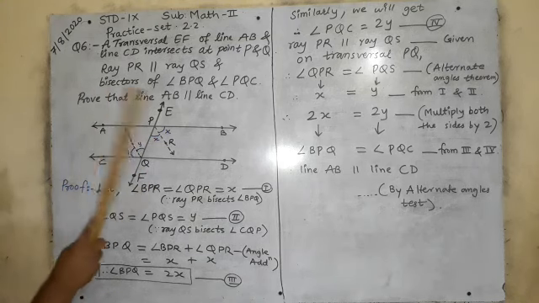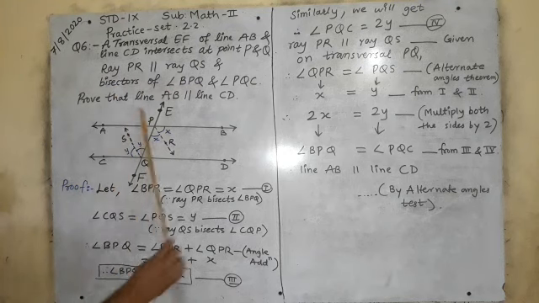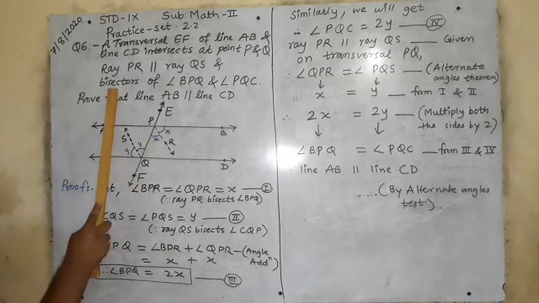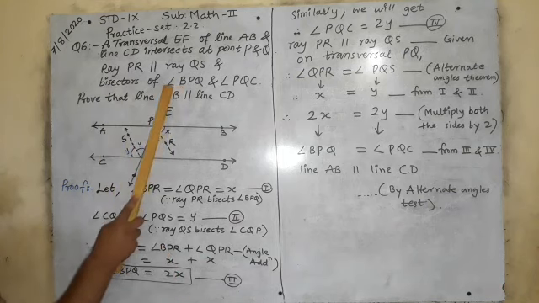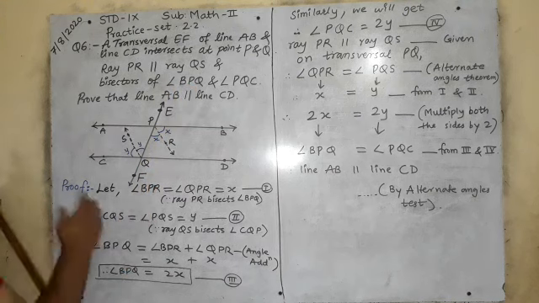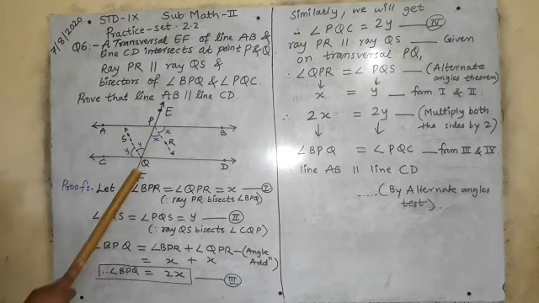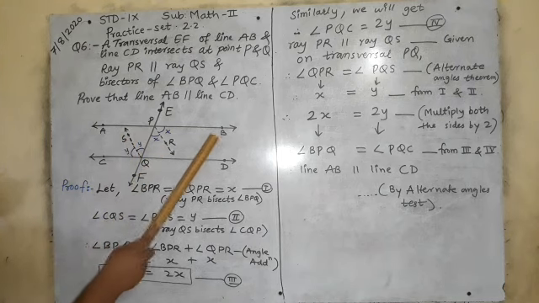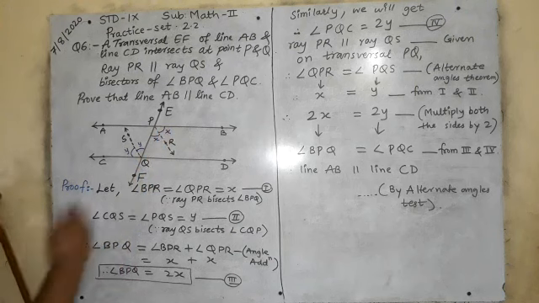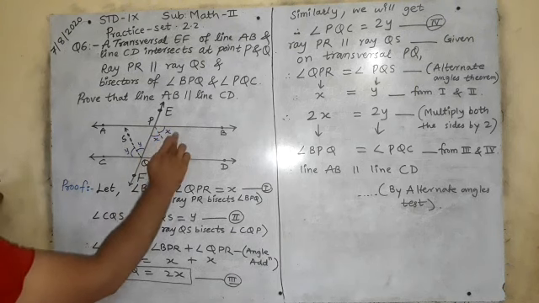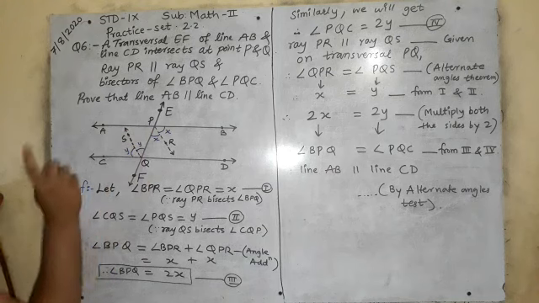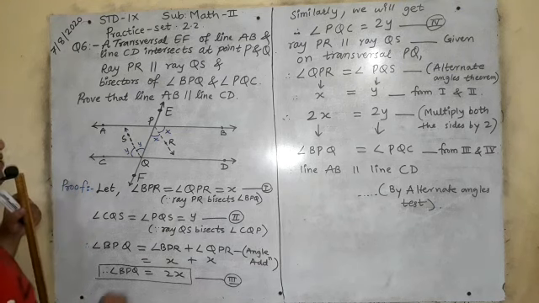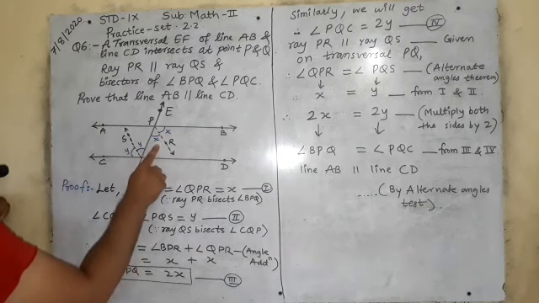Okay, so please pay attention here. Ray PR is parallel to ray QS, and it is also a bisector of angle BPQ. See here, BPQ. So ray PR is an angle bisector of angle BPQ. Can you see here, I have written X, and this is also X, because ray PR is an angle bisector, and an angle bisector divides the angle into two equal parts. So this is also X and this is also X.